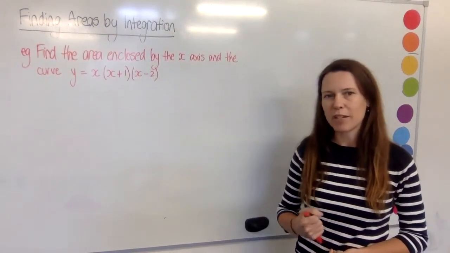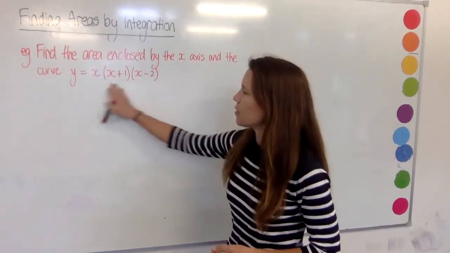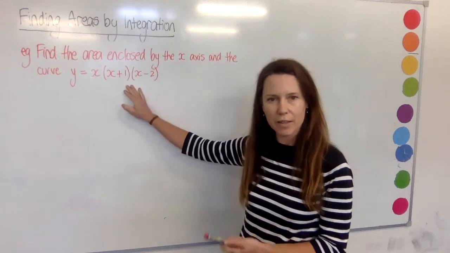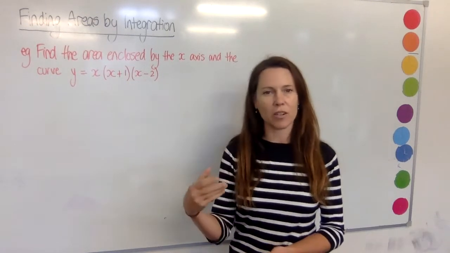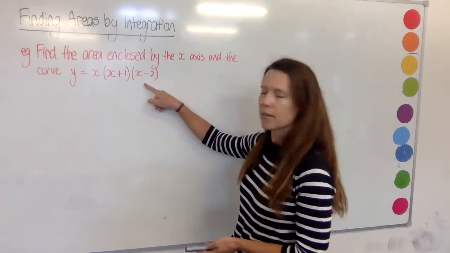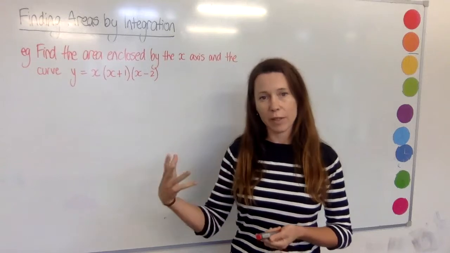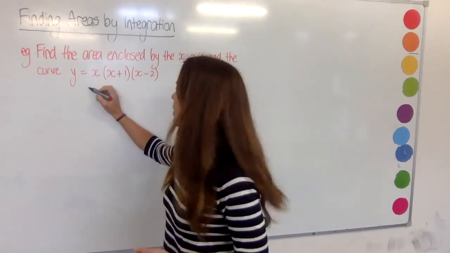In this example, we need to find the area enclosed by the x-axis and this curve. Now, it's been given to us in factorised form, and that's going to help a lot when we're finding x-intercepts. But we also know that when we're finding area, we need to integrate. And we can't integrate something like this very easily. We're going to have to expand it out and integrate it one term at a time. So before I start, I might just go ahead and do that expansion.